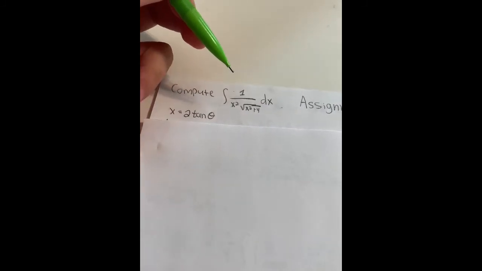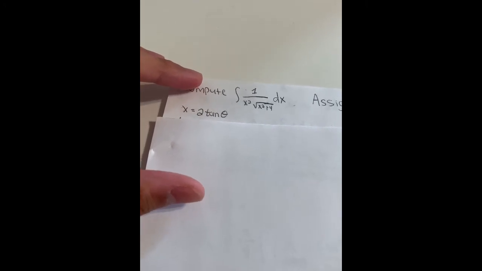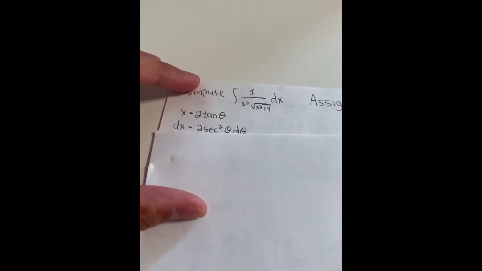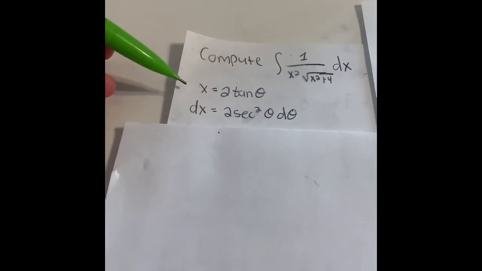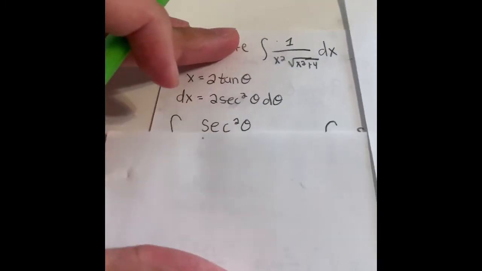So first we're going to substitute 2 tangent theta for x, because this square root is in the a squared plus x squared form, which indicates we use tangent. And dx is going to be the derivative of 2 tangent theta, which is 2 secant squared theta d theta. So next we plug in the values for x and dx into the integral.